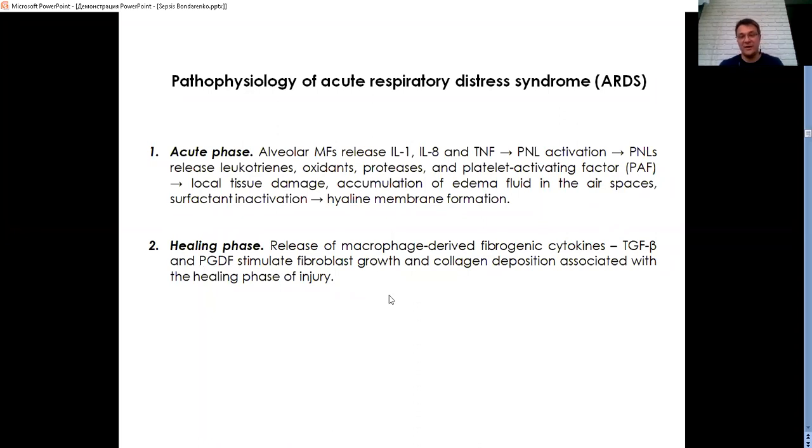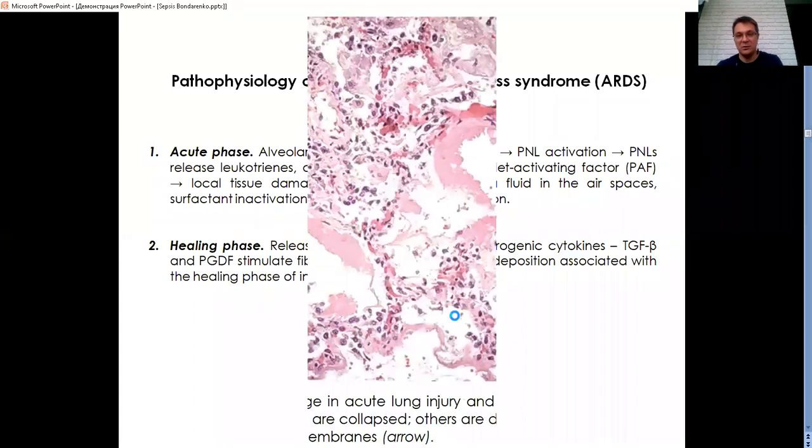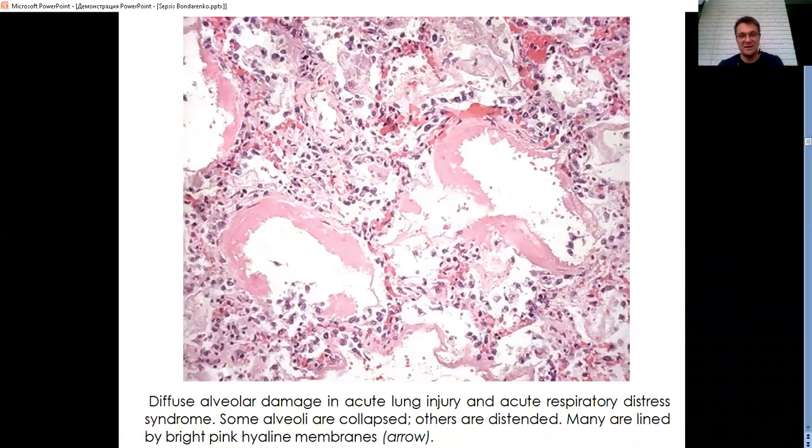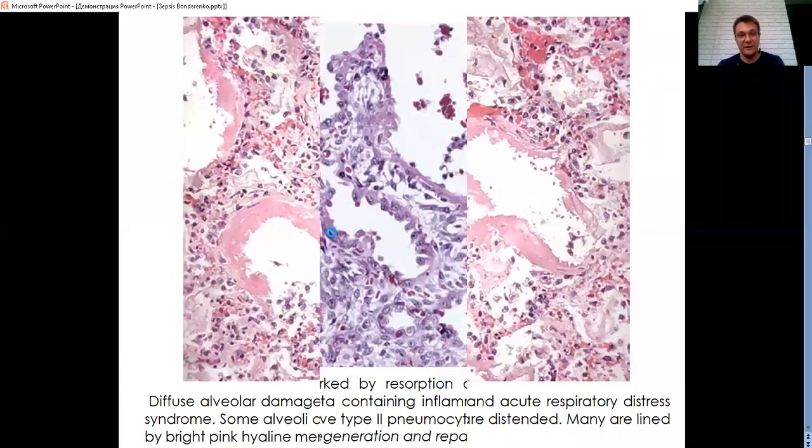Then there is the release of macrophage-derived fibrogenic cytokines and different growth factors which stimulate the fibroblast growth and collagen deposition associated with healing phase of injury. Anyway, we may see that's the first phase, diffuse alveolar damage and formation of the hyaline membrane. You see the multiple neutrophils, you see the hyperemia in the vessels, and that coincides with severe respiratory failure.